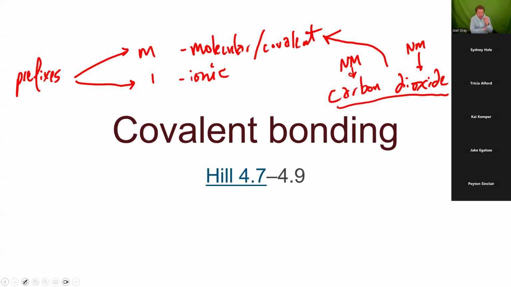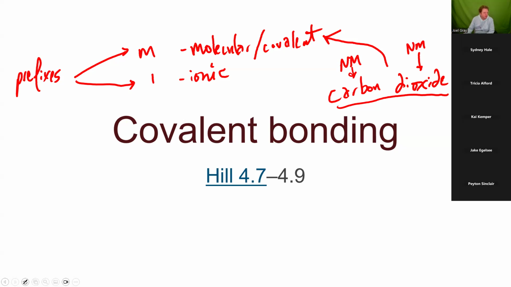So carbon dioxide. Add to the chat, how many oxygens are present in the compound carbon dioxide? Awesome. Two. Perfect. Great job. It's been a minute since we talked about that, so I understand.